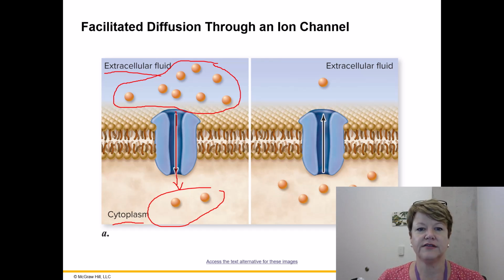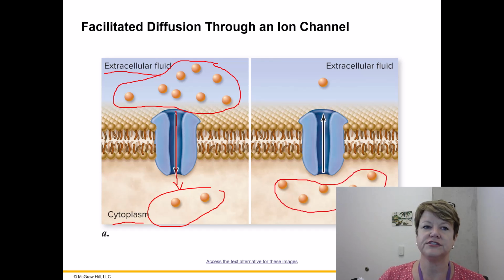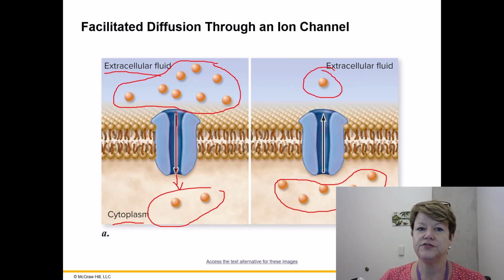And this process on the left-hand side will stop when there's an equal amount of particles on both sides of the membrane. They're only showing you the beginning setup, and then sometimes they'll show you the direction of movement, or you might be asked, if this is diffusion, which way would these particles move through this channel protein. On the right side, there's a different diagram. They're showing you a higher concentration on the inside of the cell and a lesser concentration on the outside of the cell. So diffusion will move these particles in this direction through the channel.